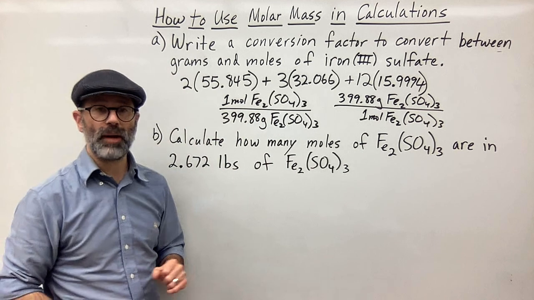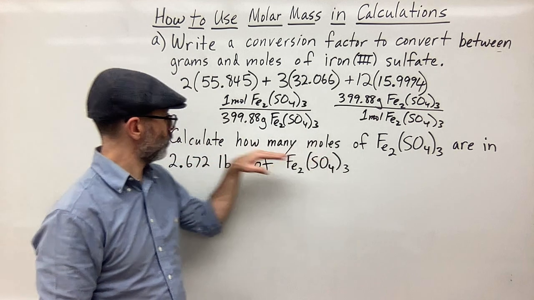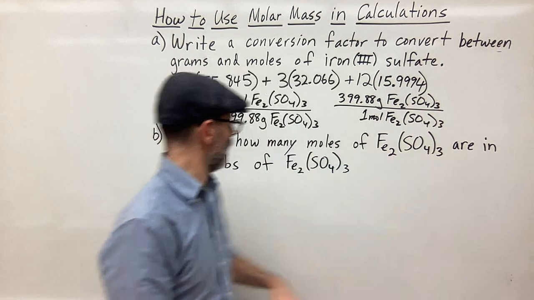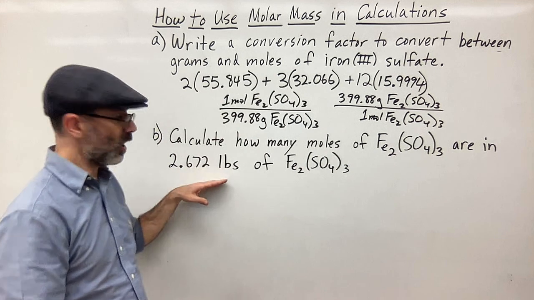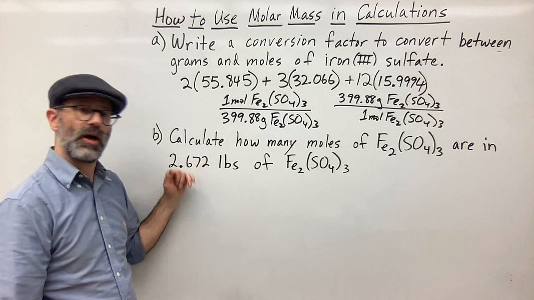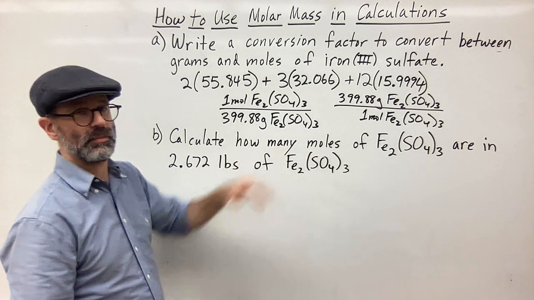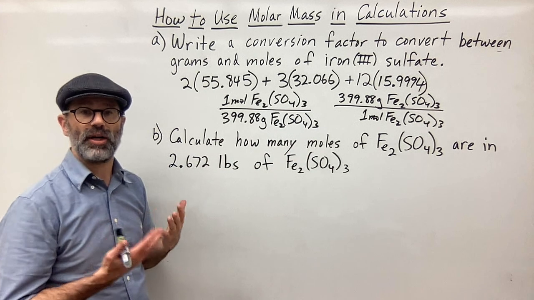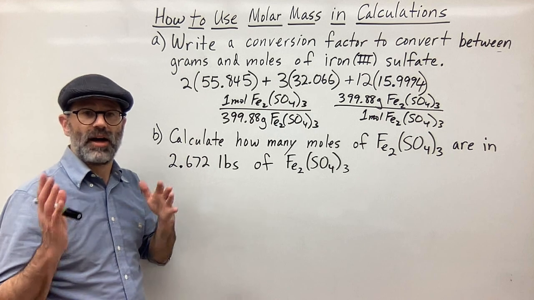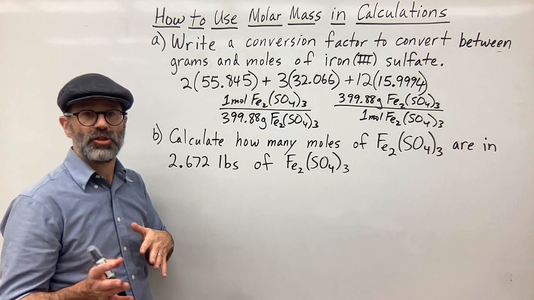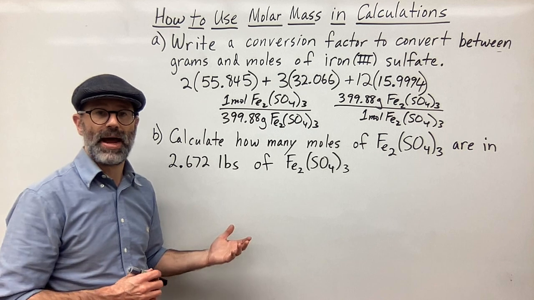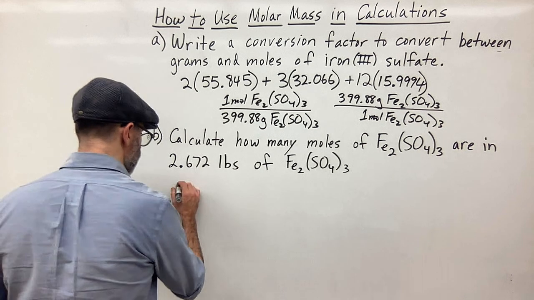So let's go to the problem now. So we calculate how many moles. So they're asking how many moles of the iron 3 sulfate are in this many pounds of iron 3 sulfate. So where they're giving us pounds, so we'll have to start with pounds and we're going to have to convert until we get to moles. So I know that in order to get to moles, I'm going to have to use molar mass, which is a conversion between grams and moles. So I'm going to have to convert pounds to grams first before I can use molar mass. So I got to start with pounds.